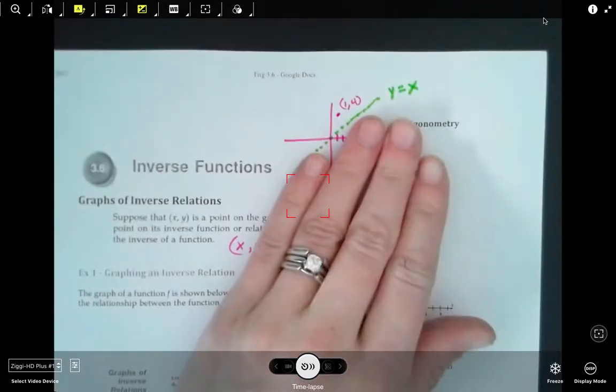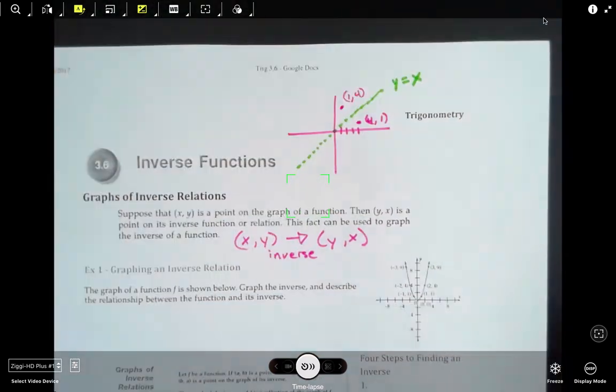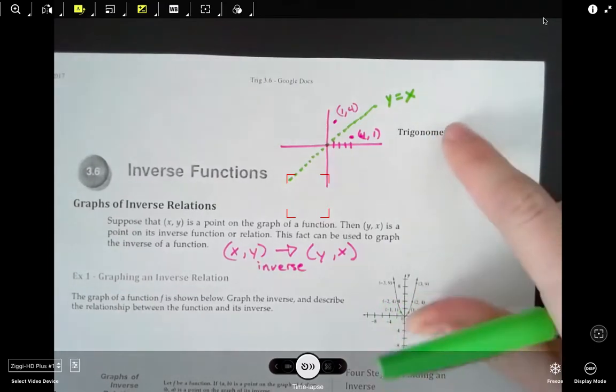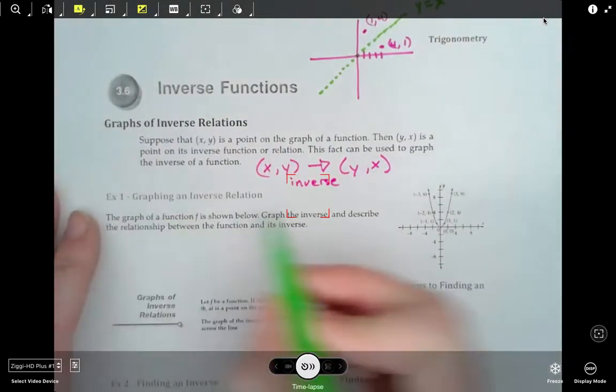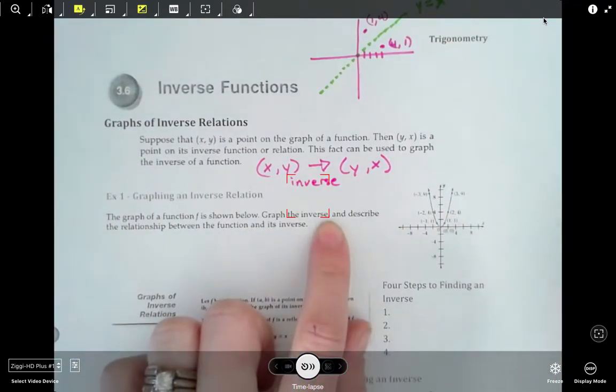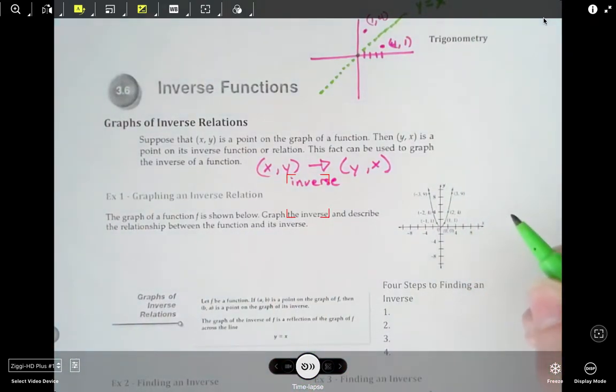If I take this point right here and reflect him this way, he becomes the point 1, comma 4. That's what the graph of functions do if they are inverses. They're reflections across this magical line called y equals x. All right, so the first example, graphing an inverse relationship. The graph of a function f is shown below. Graph the inverse.